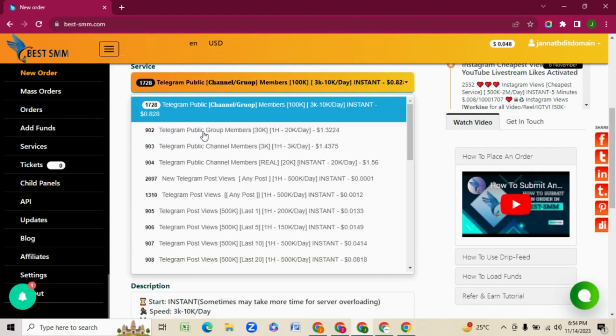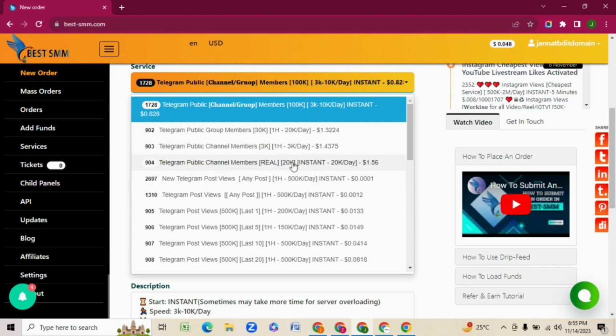As you can see, they are providing Telegram public channel or group members. For channel members they will provide 3k to 10k per day, up to 100k, and it will cost 0.8 to $8. For Telegram public group members 30k, at 1 hour to 20k per day, they will charge 1.3 to $4.